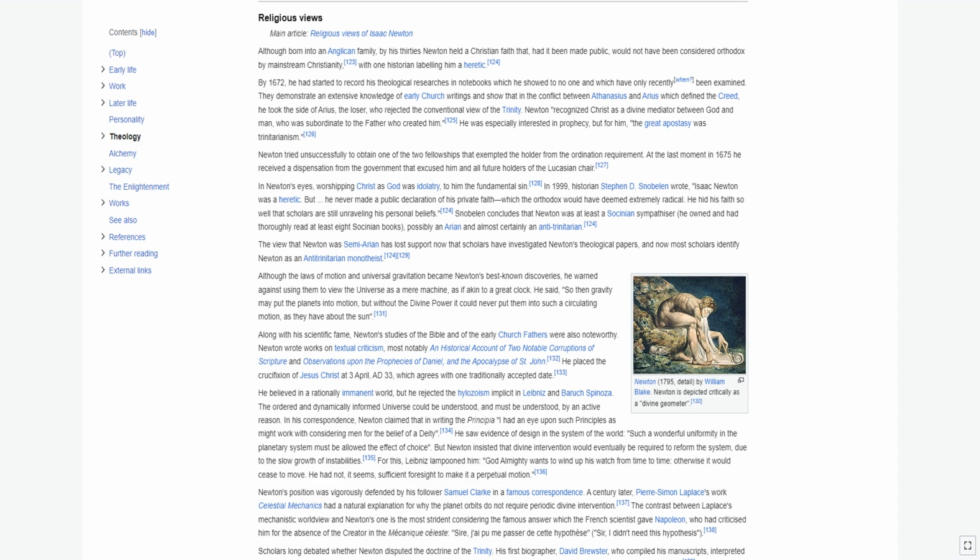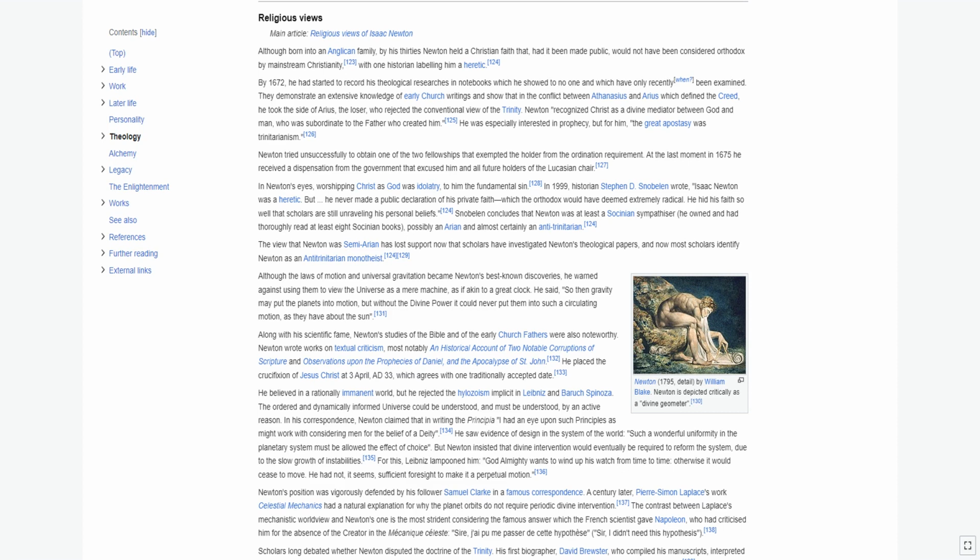In 1999, historian Stephen D. Snobelen wrote, "Isaac Newton was a heretic." But he never made a public declaration of his private faith, which the orthodox would have deemed extremely radical. He hid his faith so well that scholars are still unraveling his personal beliefs.